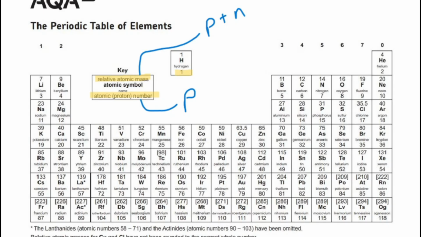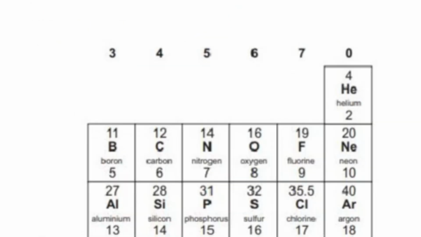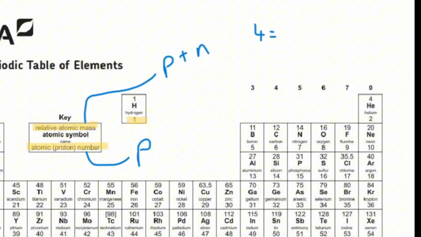So for example, if we take helium, which is over here on the right in group 0, helium has a relative atomic mass of 4. Then, if we know the relative atomic mass is 4, and we know the protons are 2, we can write that in. 4 equals 2, plus, we don't know neutrons at the minute, so we can figure that out. 4 minus 2 is 2, and you're left with n equals 2. So the number of neutrons in helium is 2. So you can use these two to figure out the number of neutrons, which is useful.